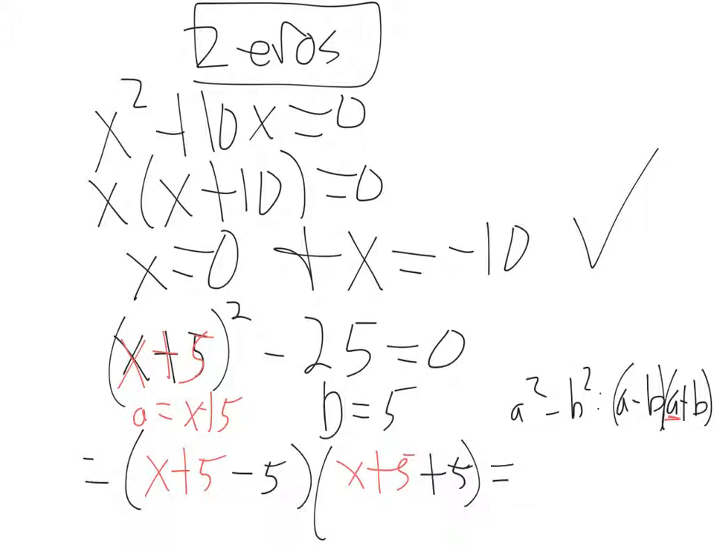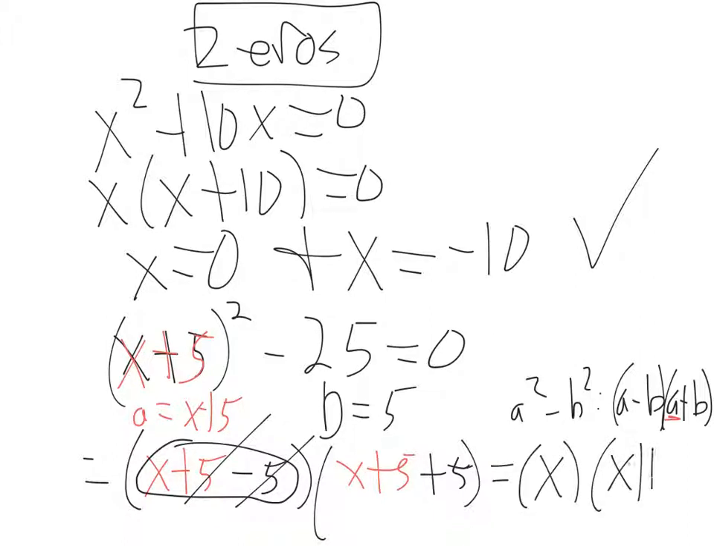So what does that equal? Well, x plus 5 minus 5 is gone. So that's just x multiplied by (x plus 10). Take a look at that, folks. If you were to compare that, x times (x plus 10), it's a difference of squares. We just don't generally treat that as a difference of squares.